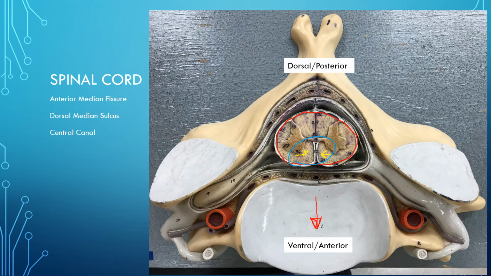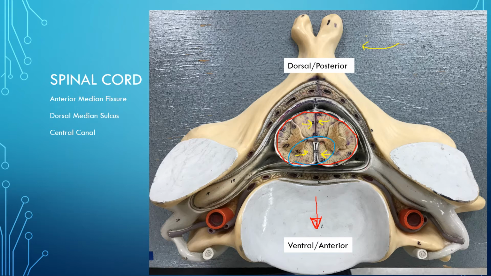Opposite of that, you have the dorsal median sulcus. The dorsal median sulcus. And it's on the side where we find the vertebral spinous process here. So that means that this has to be the dorsal side. So that's why it's called the dorsal median sulcus.